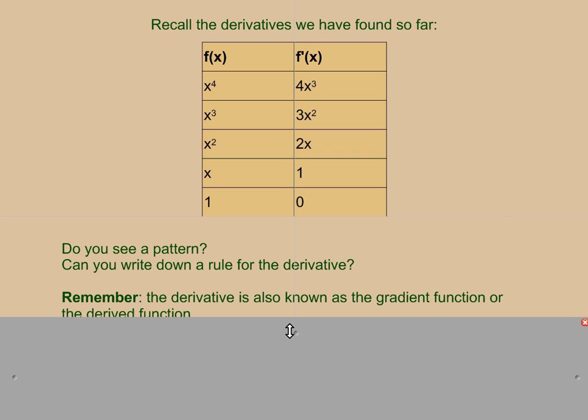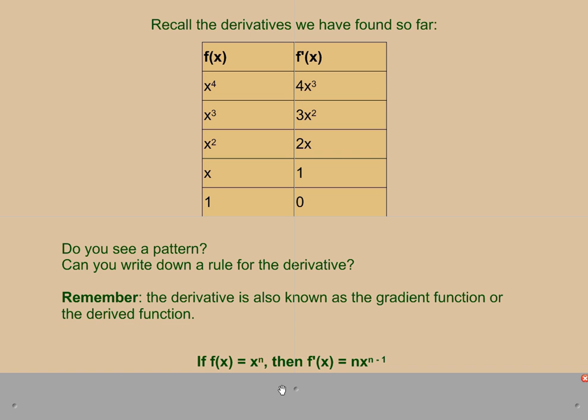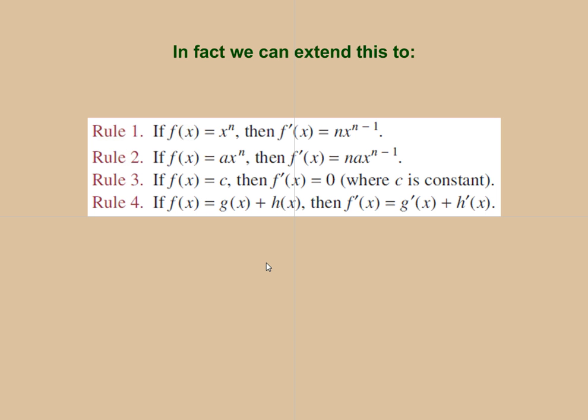Okay, so hopefully you've had a look now, and you should be able to see that whatever the power is, when you find the derivative, the power comes down in front of the x, and then you subtract 1 from the power. So if the function is x to the n, the derivative, the gradient function, is equal to nx to the n minus 1. In fact, we can take that a step further. If it's multiplied by a constant, then the derivative is just n times the constant, then x to the n minus 1.